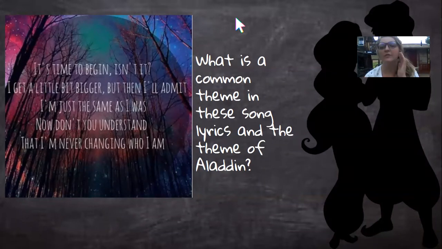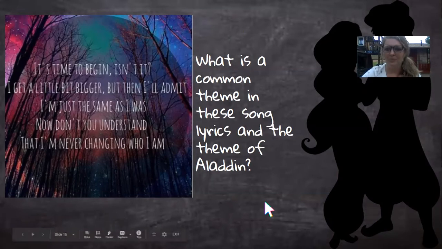We talked about mediums in the last lesson. They're just different ways of getting to that text. We're either reading it in a story, reading a poem, or listening to it in a song. These are all different genres, okay? So what is a common theme between these two?